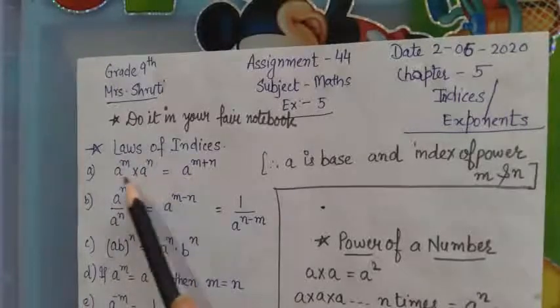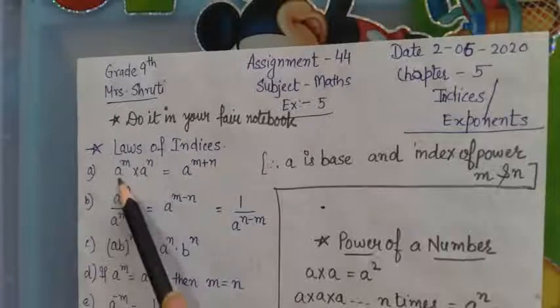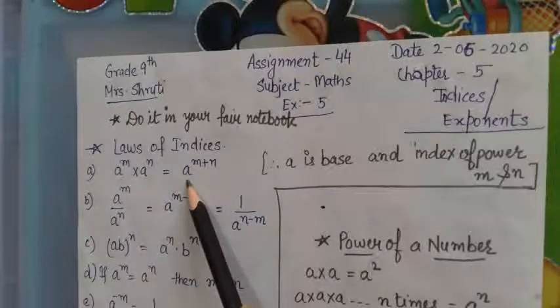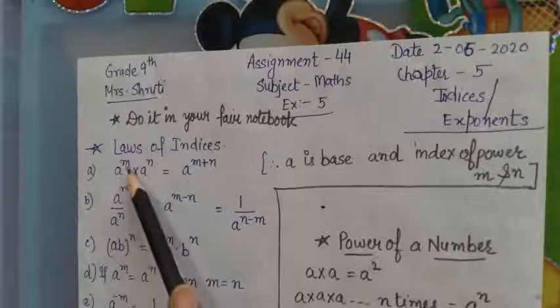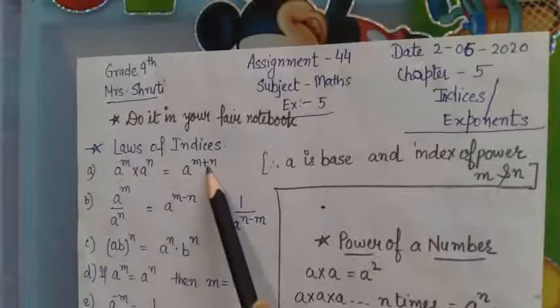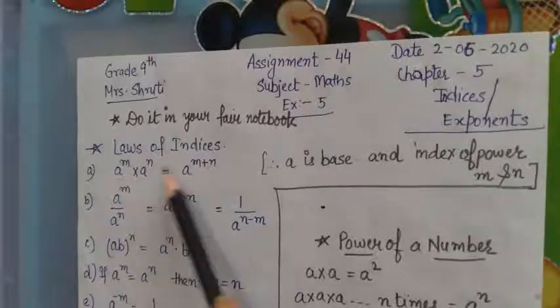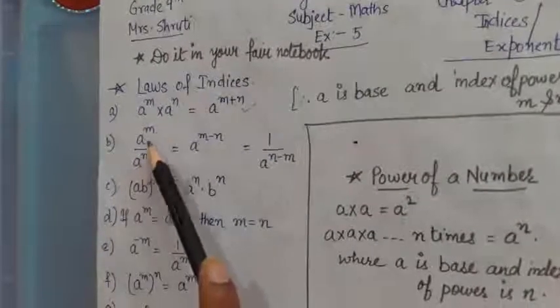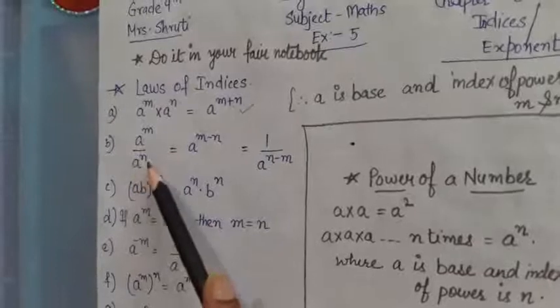So if your base is same, now see, here is a raised to power m and here is a raised to power n, then the base will be written down as it is, it will be the same as it is, and in multiplication powers will be added. In multiplication powers will be added. Clear?